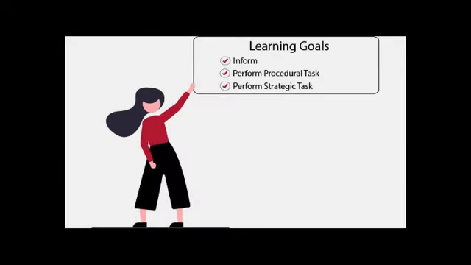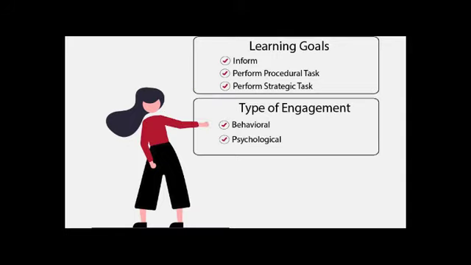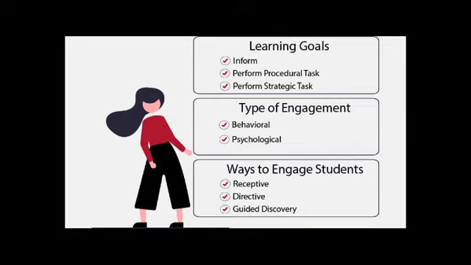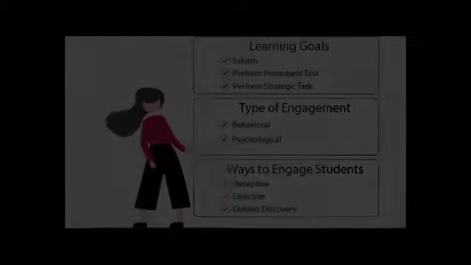So in designing learning, we need to think about the learning goals: inform, perform procedural, and perform strategic. The type of engagement, behavioral and psychological, and the ways to engage students: receptive, directive, and guided discovery. But when considering these items, we also want to consider how people learn.